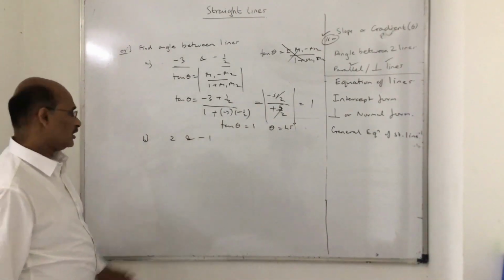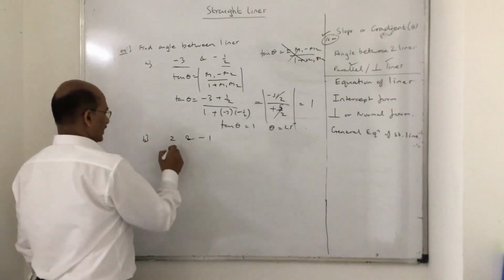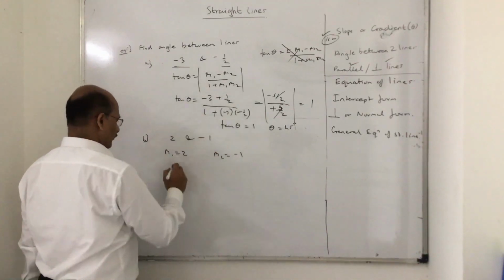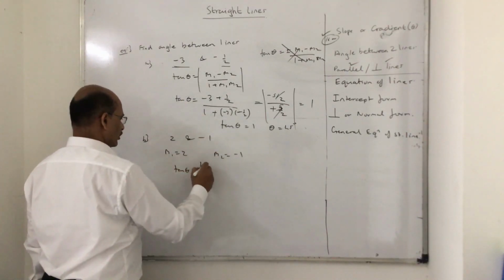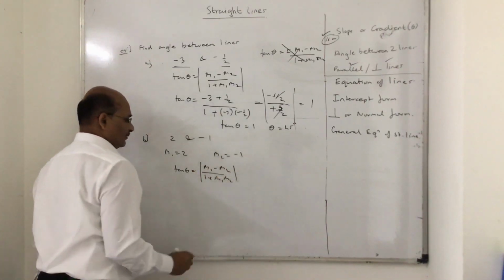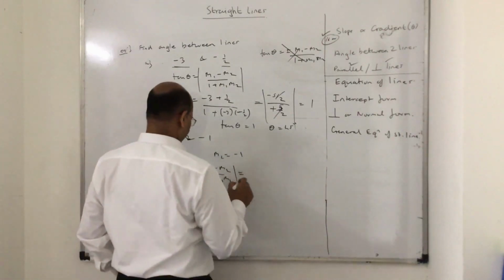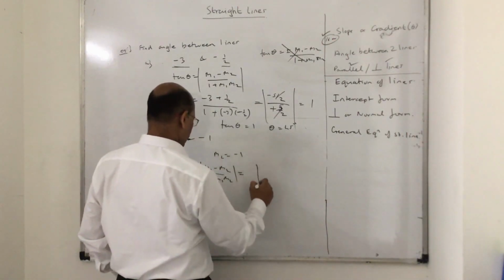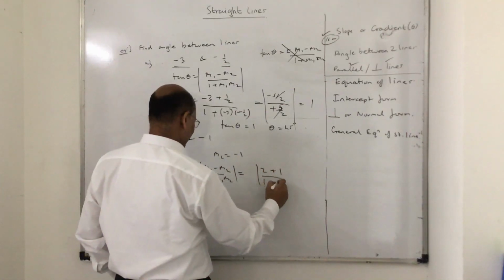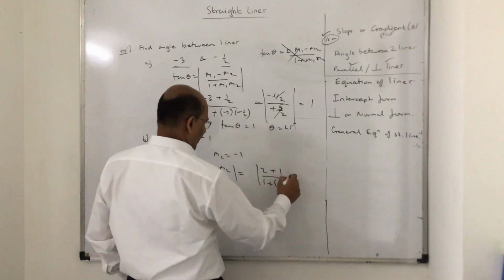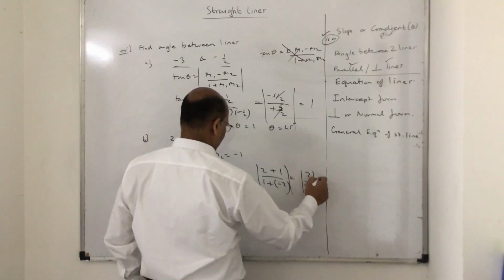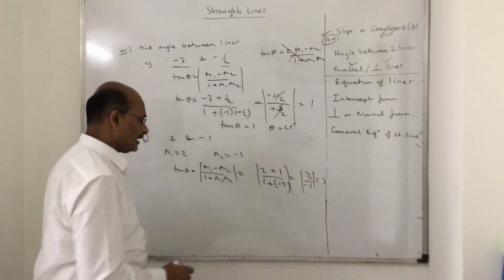Now let's focus on this question. If you look at this, you can say m1 is 2 and m2 is minus 1. So I will go ahead with the formula: tan theta is equal to the modulus of (m1 minus m2) upon (1 plus m1 m2). The complete angle formula I am trying to use. So m1 is 2, minus of m2 is plus 1, divided by 1 plus m1 m2, so 1 minus 2. It is nothing but 3 upon 1. So tan theta is 3.